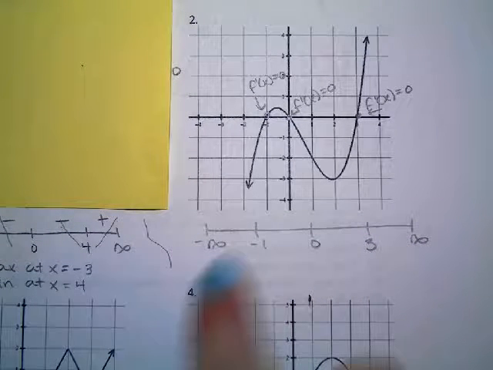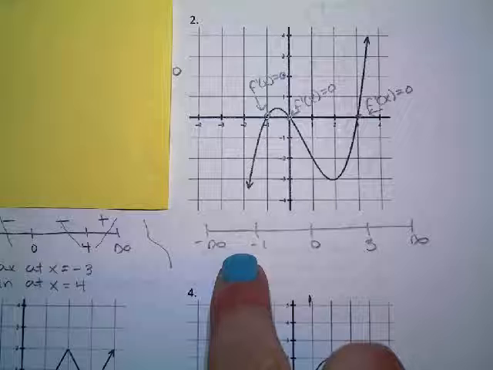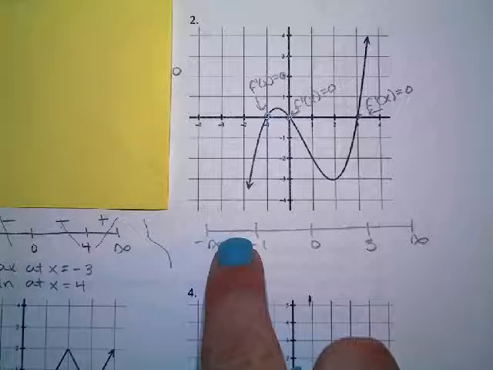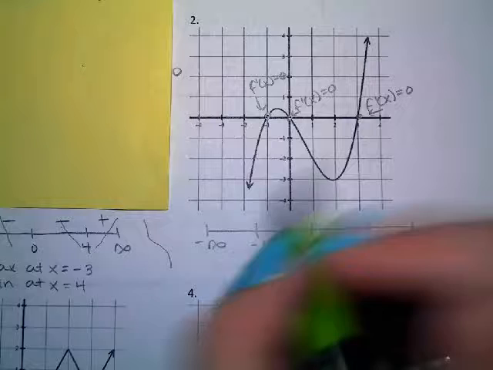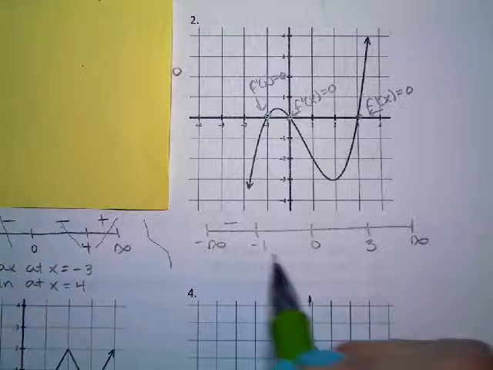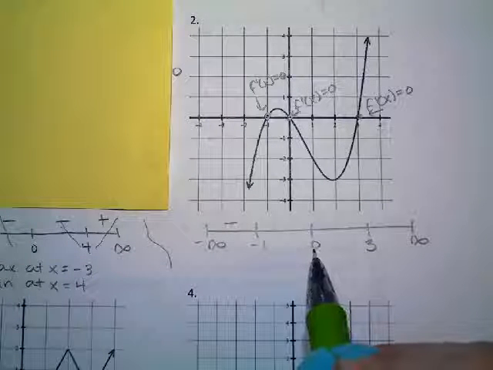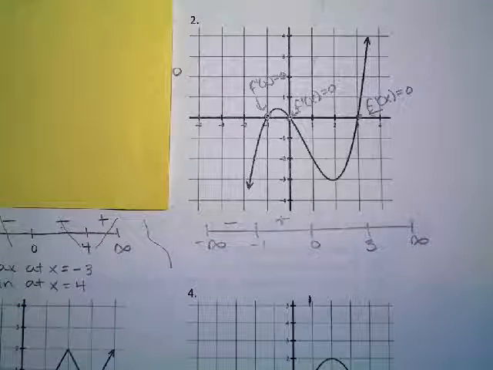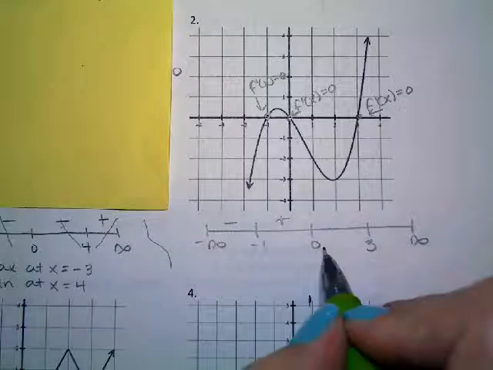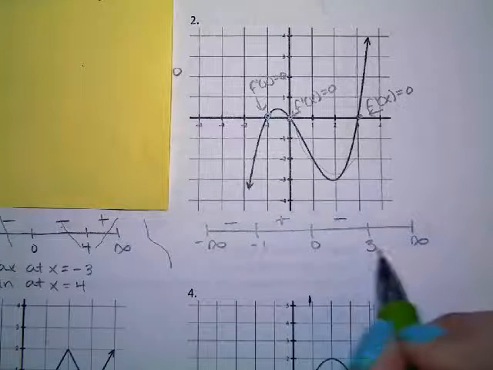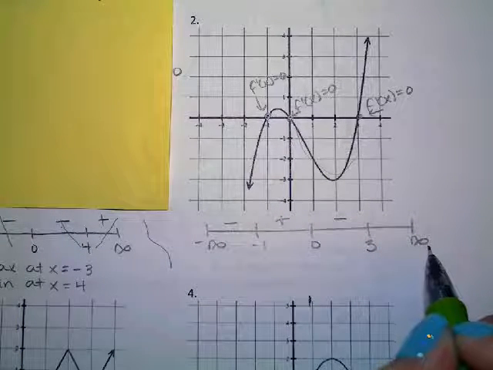So from negative infinity to negative 1, what's the sign? Negative. From negative 1 to 0, what's the sign? From 0 to 3, what's the sign? From 0 to 3? Negative. And then from 3 to infinity, what's the sign? Positive.